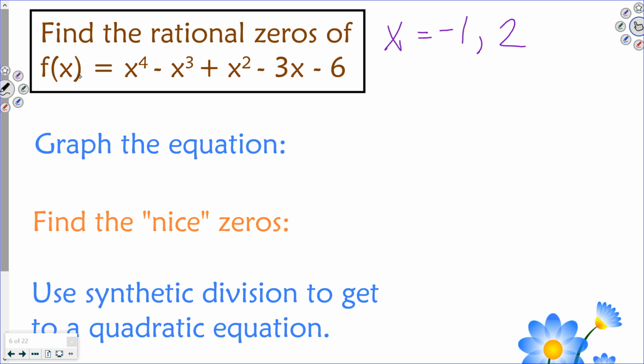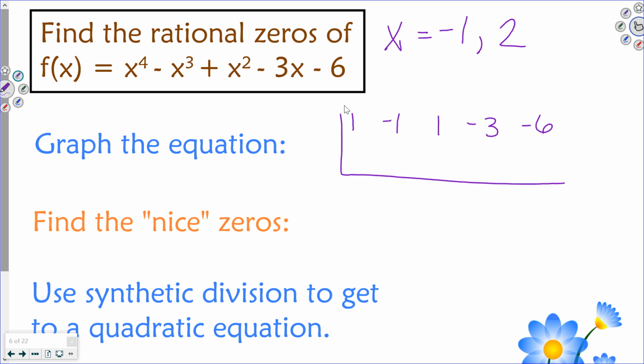So once I know 2 of them, now we found the nice zeros, right? They're not decimals, they're not craziness, they're nice. We're going to use synthetic division. Okay, so let's set up our synthetic. Is anything missing from here? Nope. So 1, -1, 1, -3, -6.